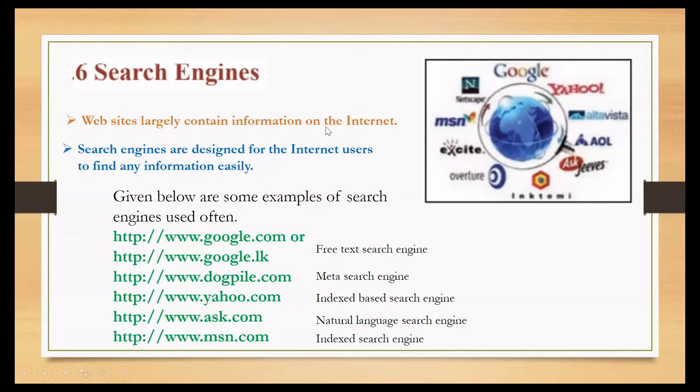Websites largely contain information on the internet. Search engines are designed for internet users to find information easily. Right, so you know there are so many search engines here. Most of the people are using Google.com. It is very famous because of that interface. You can remember I discussed with you that it has a clear white color background. That's why most of the persons use Google.com.